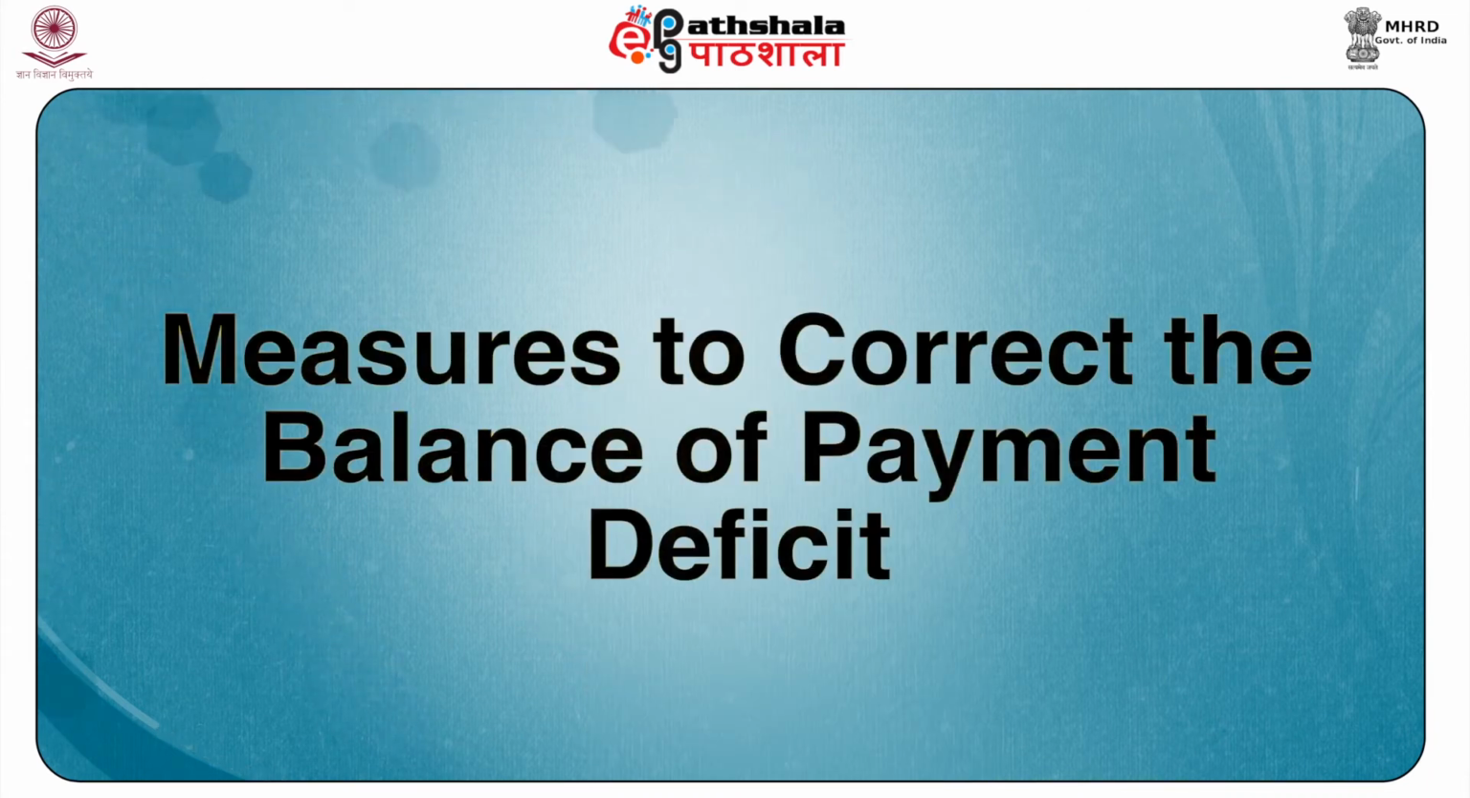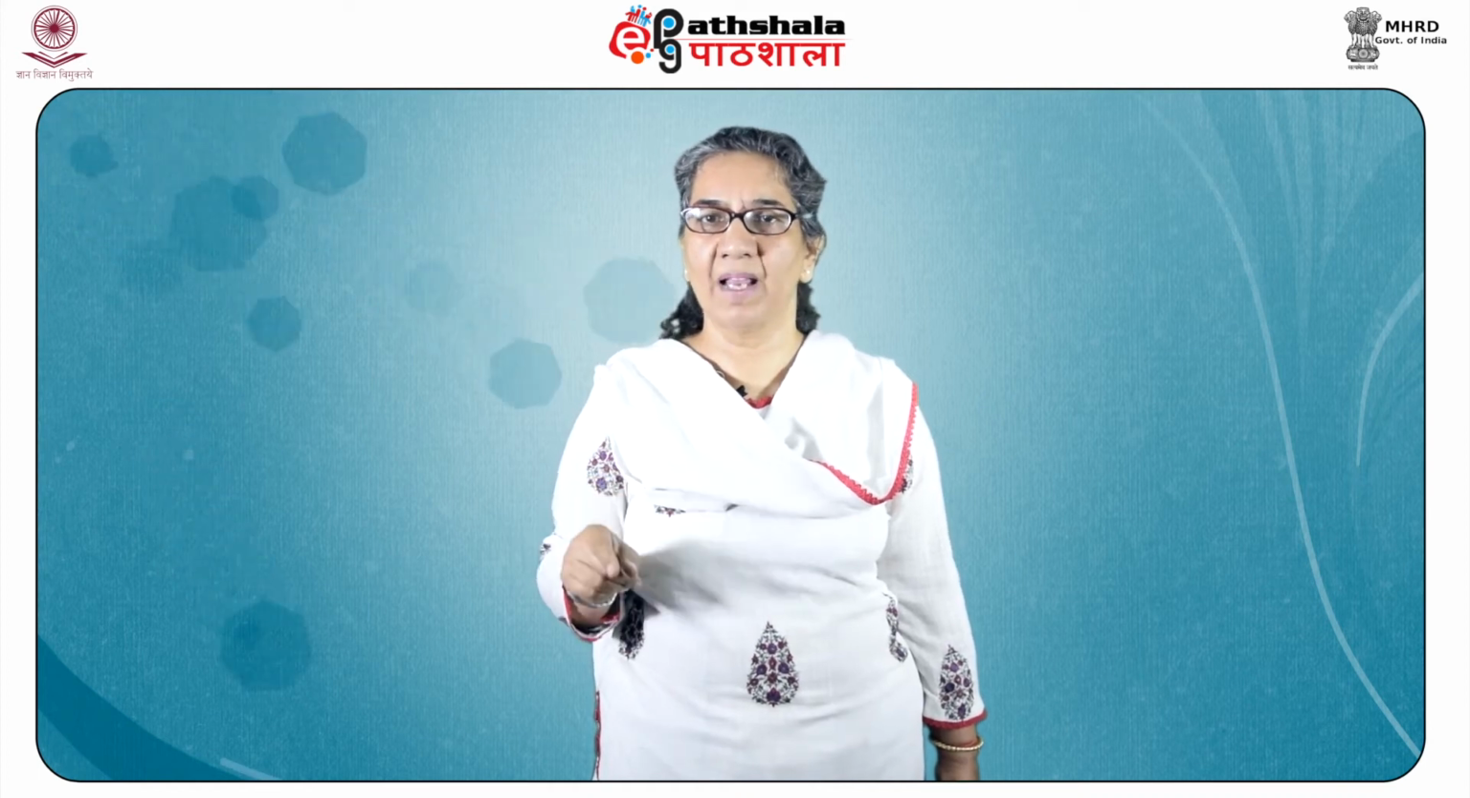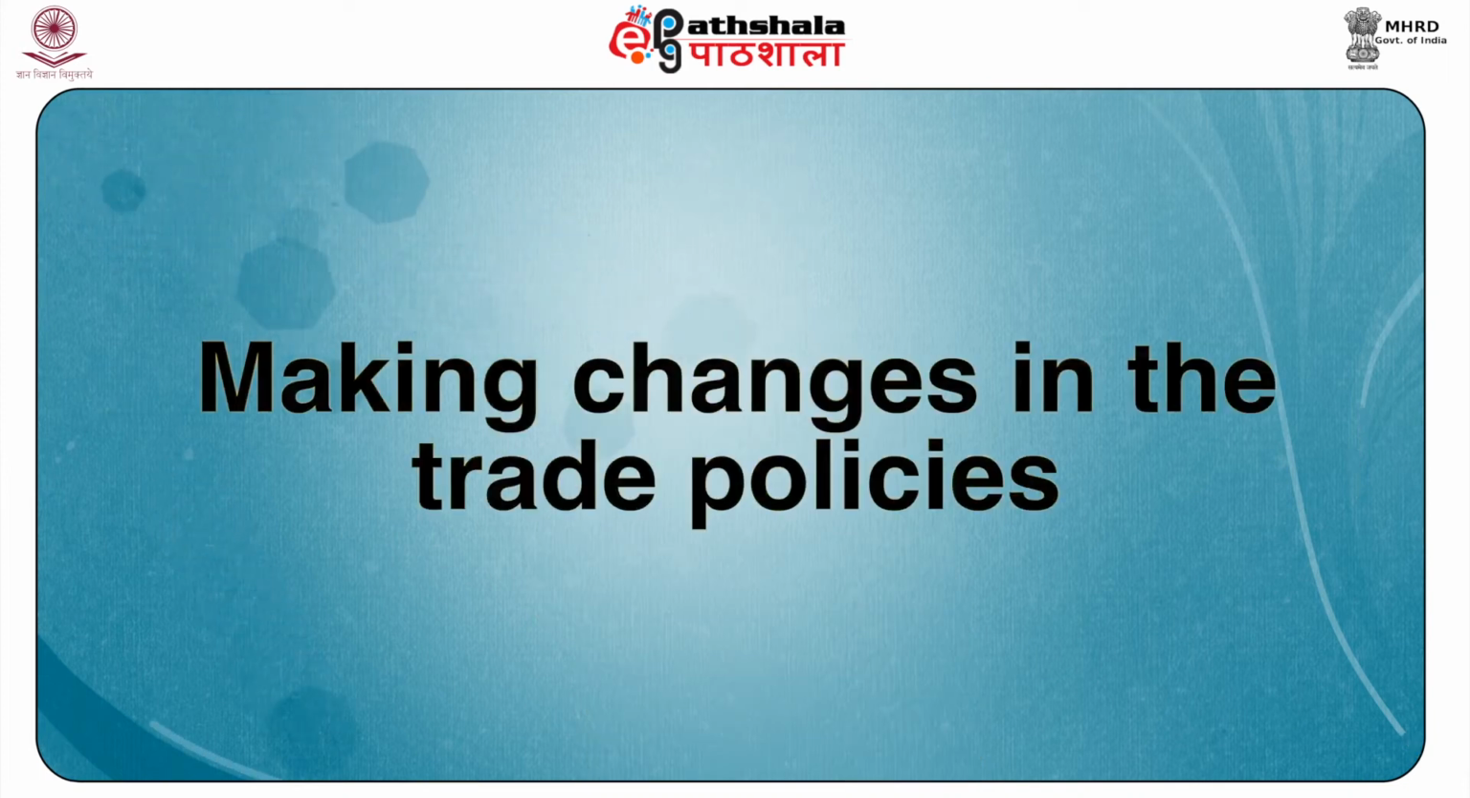Measures to correct the BOP deficit. As we know, the BOP is not balanced. It can be surplus or deficit. If there is a deficit in the BOP, then the policy makers can take the following measures to curb this deficit. First, make changes in the trade policies.